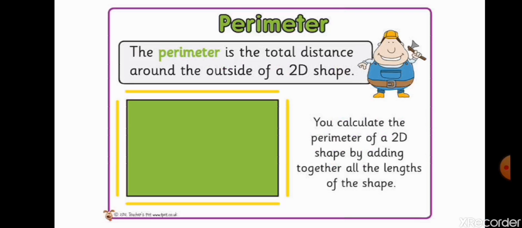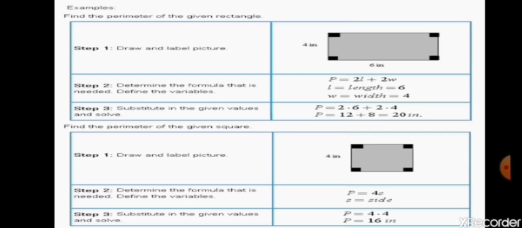Here we take a rectangle. How to calculate the perimeter of the given rectangle? You calculate the perimeter of a 2D shape by adding together all the lengths of the shape. Here we take some examples of how to find the perimeter.